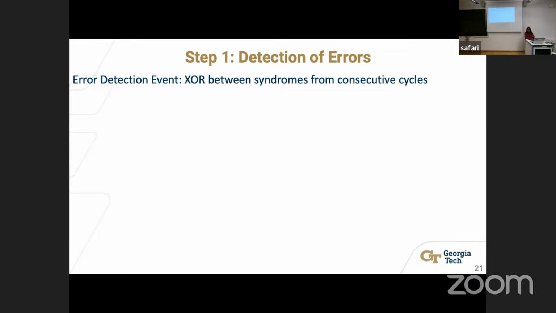Quick recap. Error decoding is effectively about taking your syndromes and trying to detect errors in the first place, whether an error happened in this cycle or not. That's the first thing you need to do. Then use that information to understand what was the error, right? So to do this detection, what LILLIPUT does is essentially use XOR between syndromes from consecutive rounds.